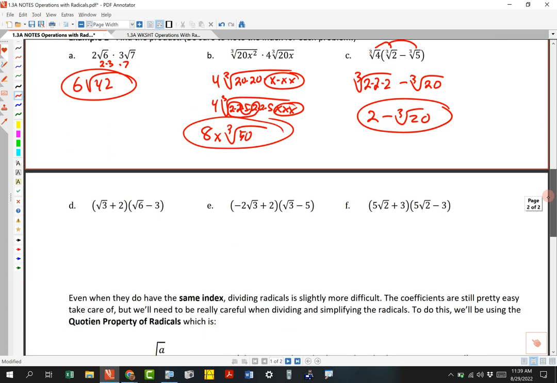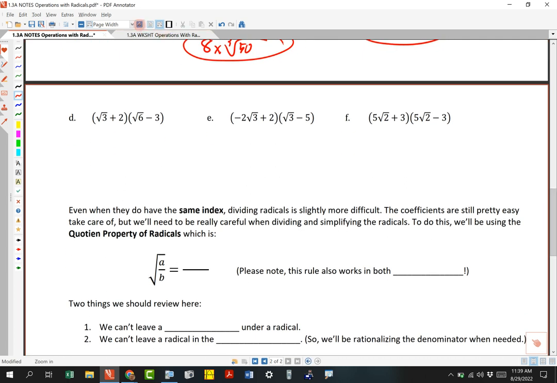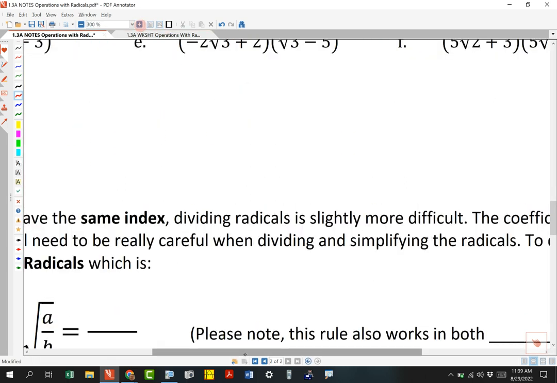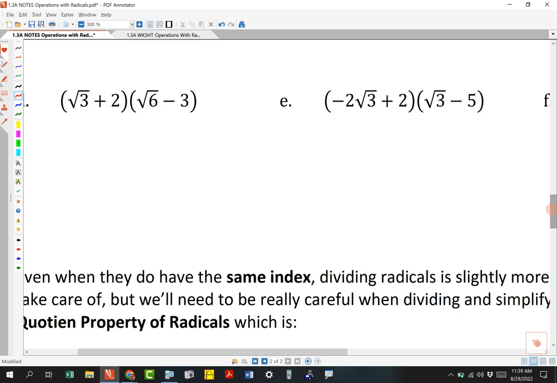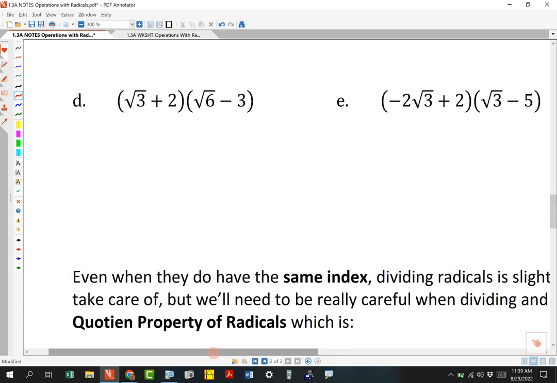Okay, flip the page over. Get some interesting problems. Raise your hand if you've seen problems like this before. A couple of you. Okay. All right, take a look. It's kind of like multiplying binomials, which you learned how to do last year.